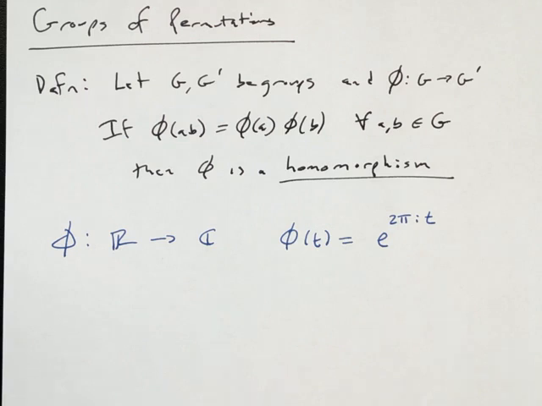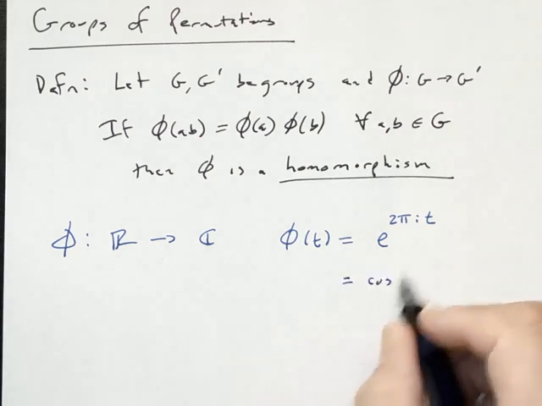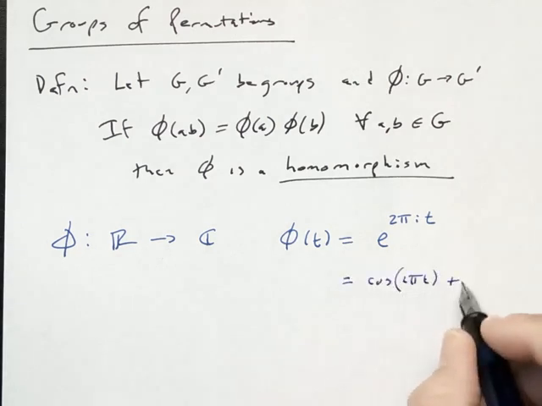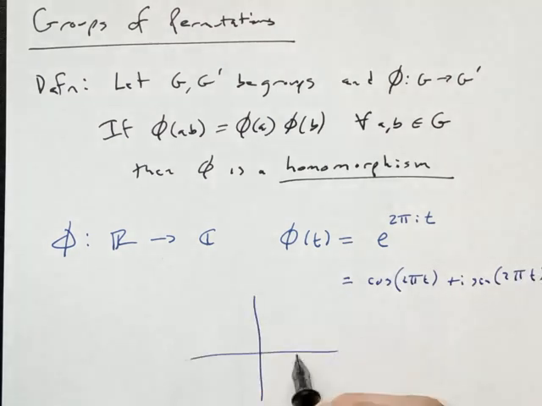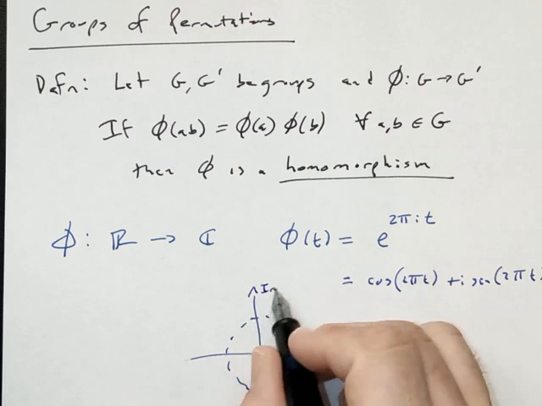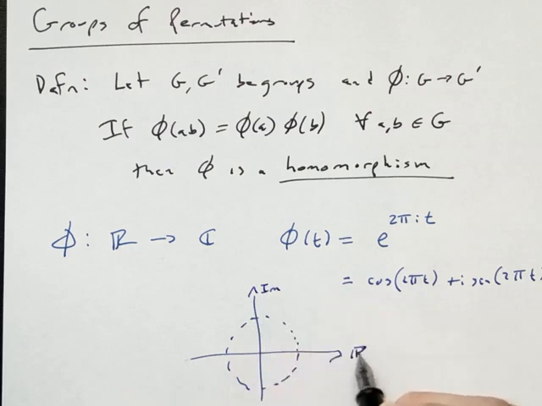So in this case, that would be cosine of 2 pi t plus i sine 2 pi t. And in the complex plane, that's a number on the circle of radius 1. That's part of my unit circle. Sure it is. Somebody pick a t value.